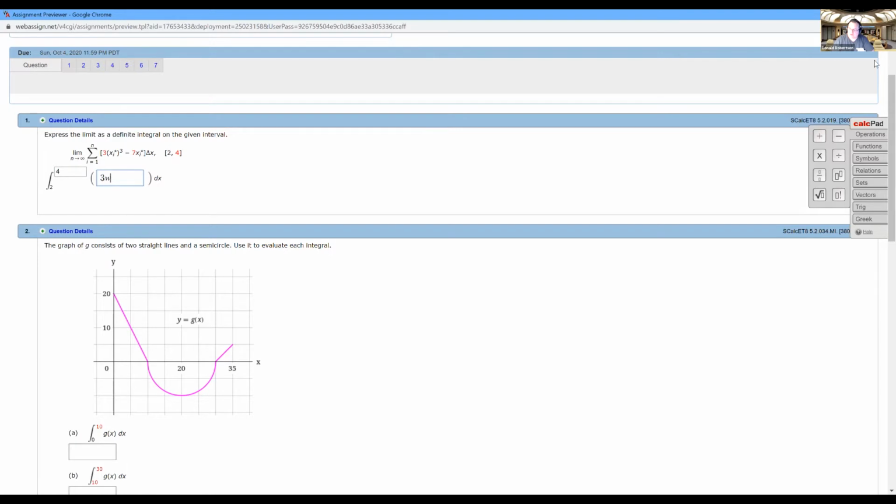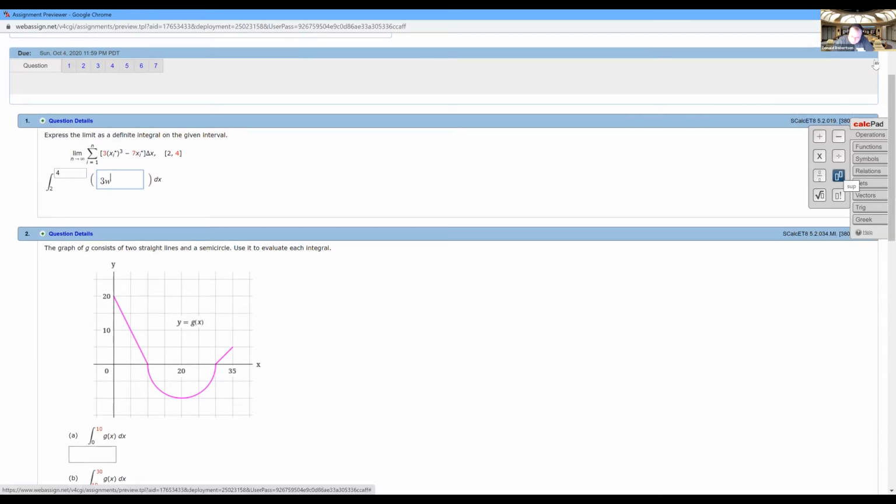So you go 3x, I don't know where that W came from, I must have hit the wrong button on the keyboard. 3x cubed, take away 7x. That's it. So it's a very general algebraic question, but that's all you've been asked to do.